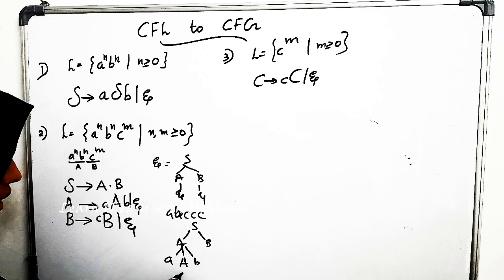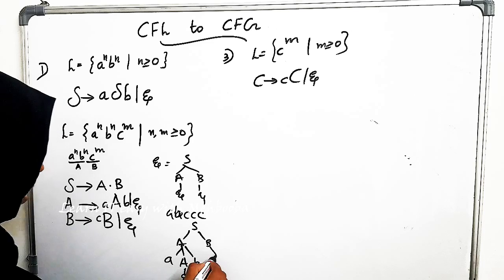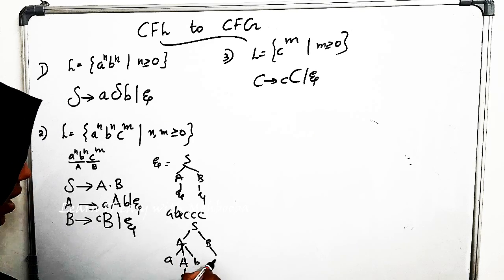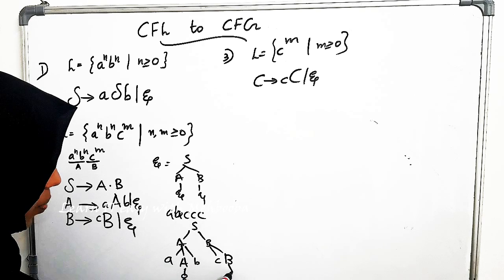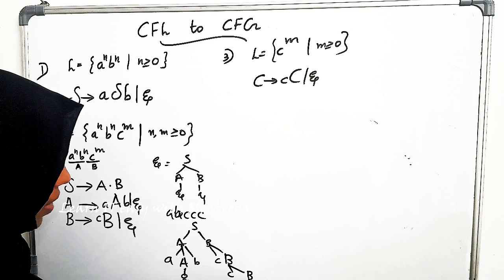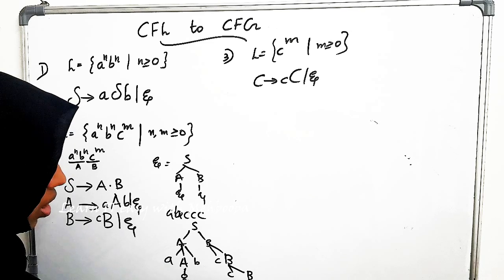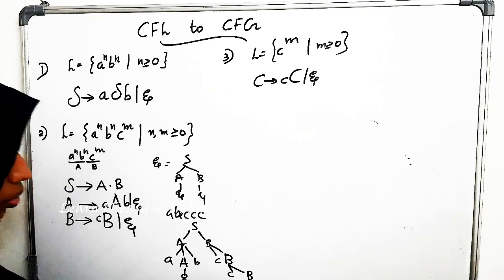I just need one A and one B. So I am substituting this A by epsilon. Now this B can be substituted by CB. Now I need 3 C's. So B is substituted by CB again. This B is substituted by CB again. And I need just 3 C's. So I am substituting epsilon to get rid of this B.